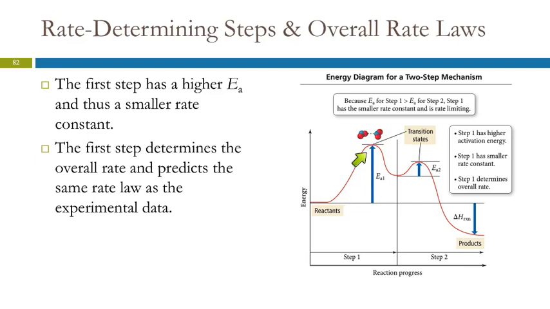This activation energy for the first step of the reaction is larger. This activation energy is smaller. How do we know that? Well, we looked at the rate law, and the rate law corresponded to the first step. That told us the first step was the slow step. The slow step has the higher activation energy. The faster steps have lower activation energies.